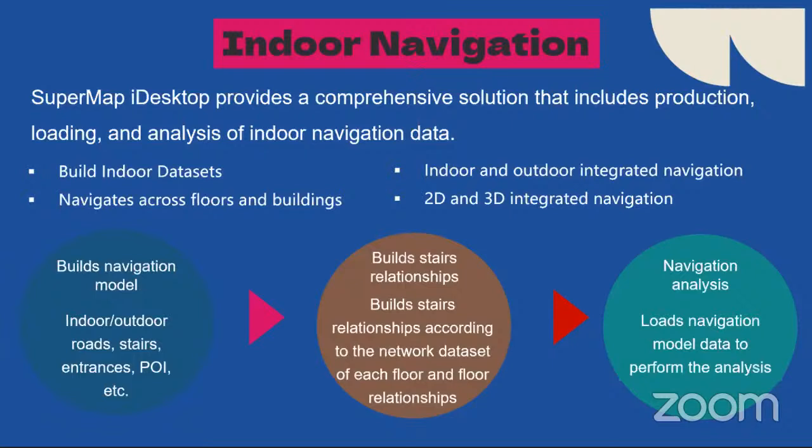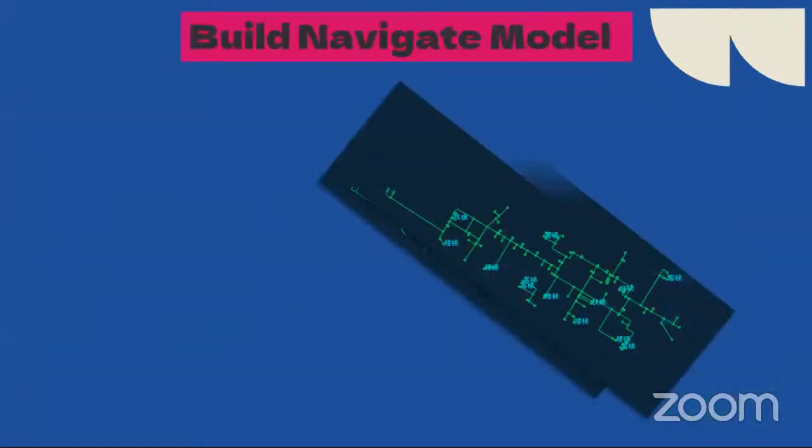After we have all of the data and build the navigation model, we then build the stairs relationship according to the network dataset of each floor and the floor relationship before we do the navigation analysis, where we load the navigation model data to perform the analysis. After we finish all of this, we can do the indoor navigation.